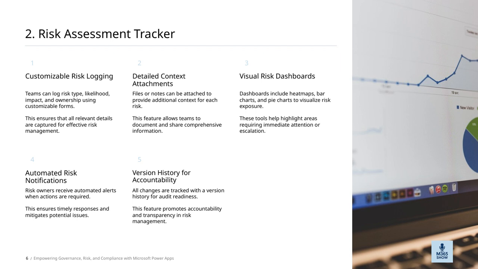The tracker also includes visual risk dashboards, which feature heat maps, bar charts, and pie charts. These visual tools make it easier to understand risk exposure at a glance, highlighting areas that need immediate attention or escalation. Visualizations like these are powerful for spotting trends and making informed decisions.